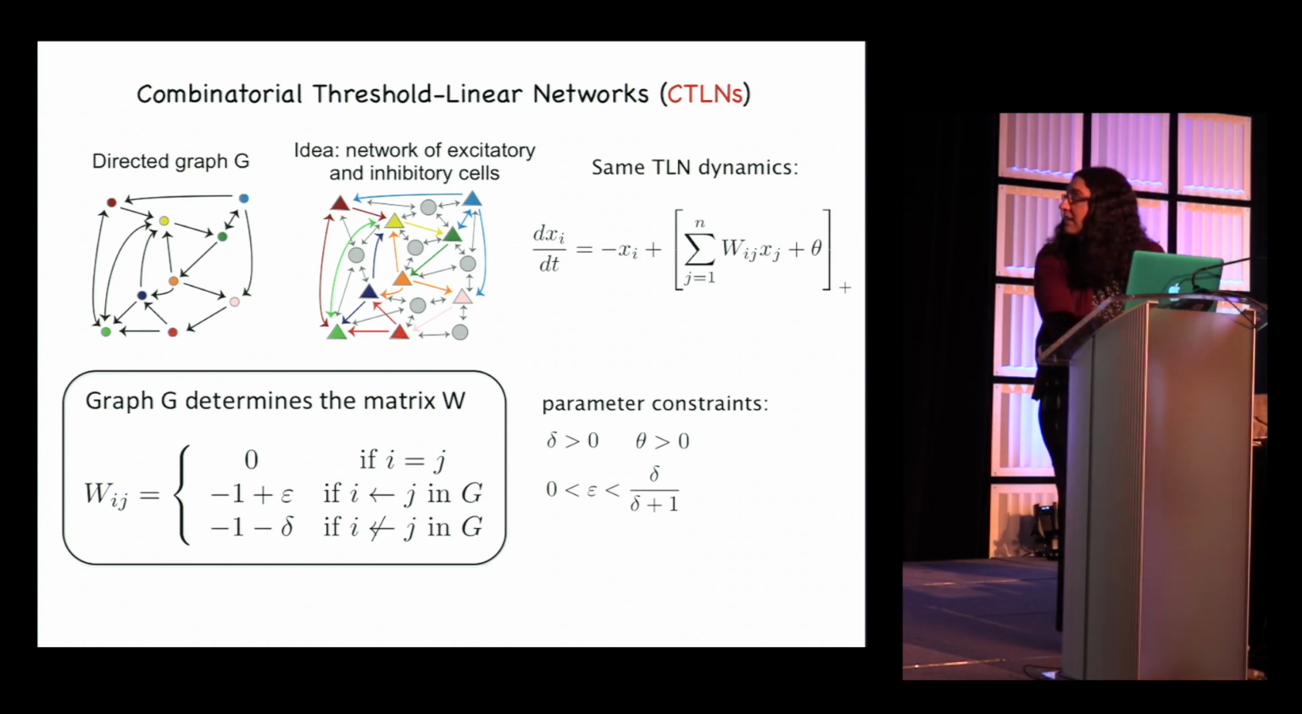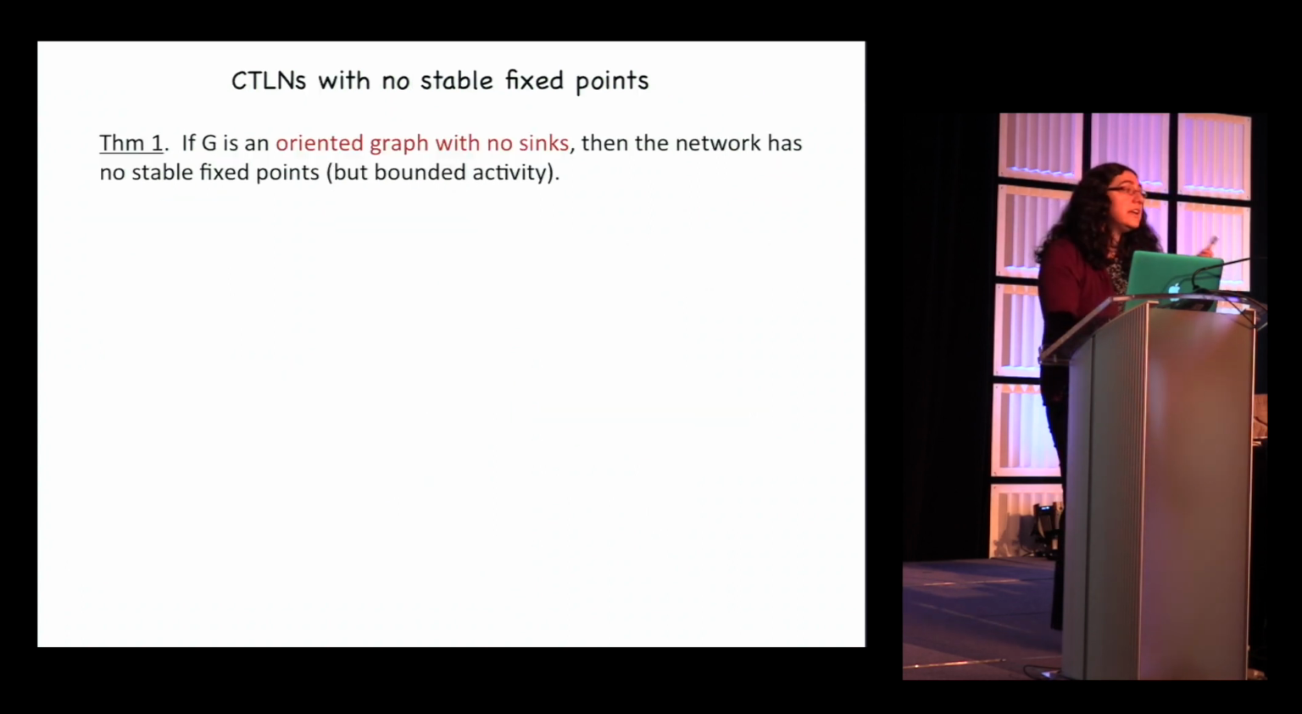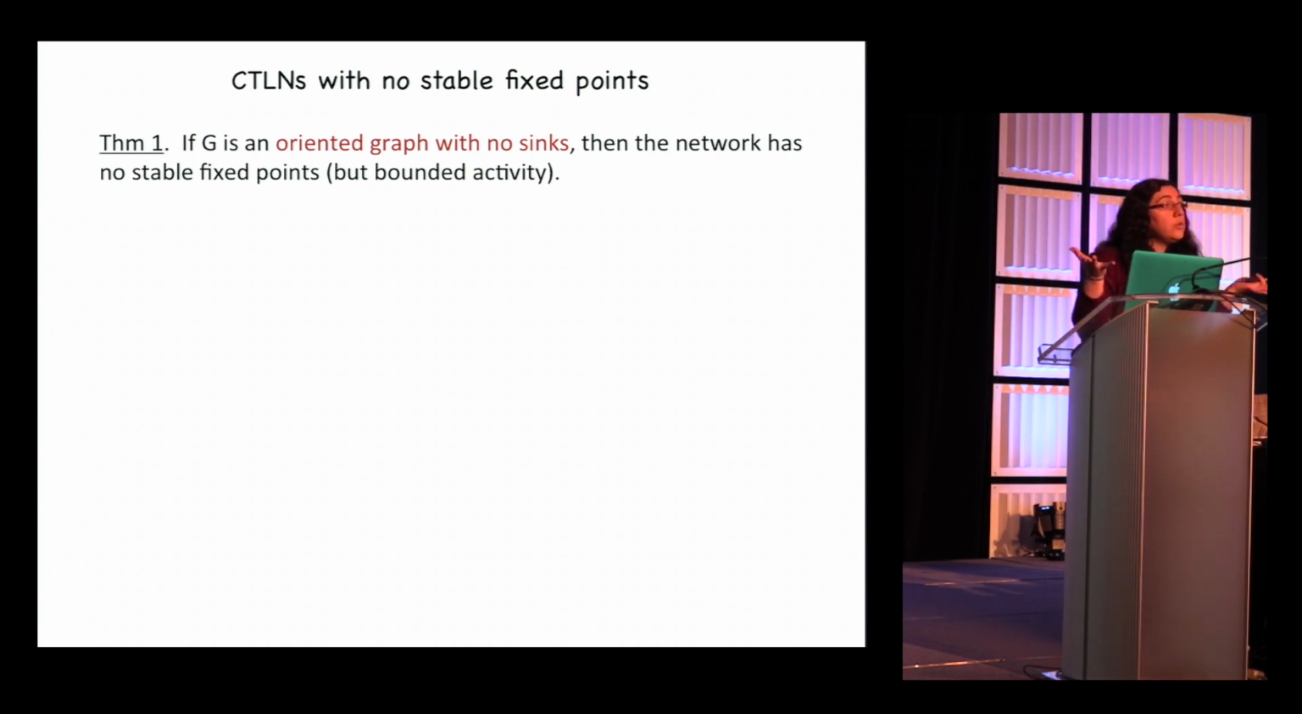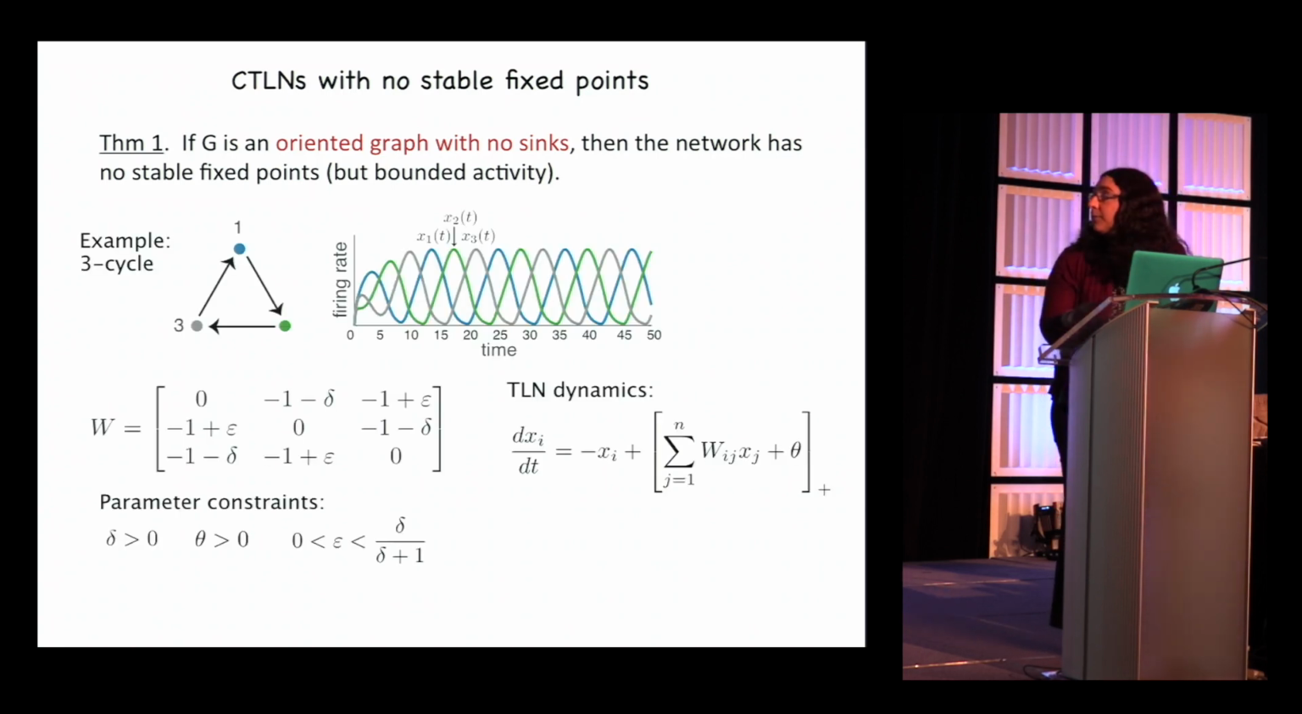And the interesting thing is that in a network like this, you can actually rule out stable fixed points completely, just based on a property of the graph, but still maintain bounded activity, which is not surprising because the weights are all negative. So in particular, if G is an oriented graph with no sinks, that means there are no bidirectional edges and no sinks in the graph theory sense, then the network has no stable fixed points but bounded activity. And so this is the smallest example of such a graph, just a simple 3-cycle.